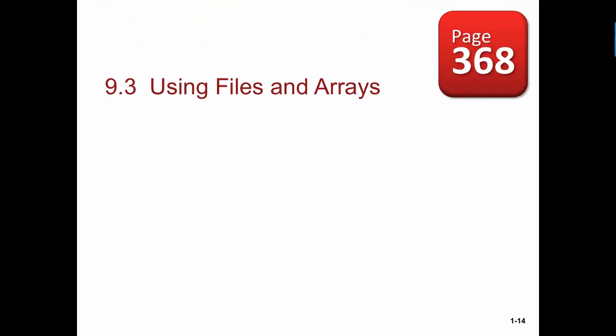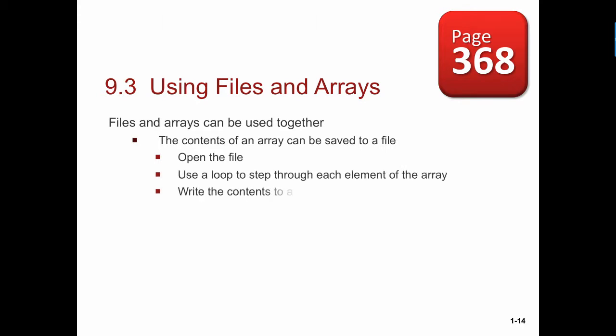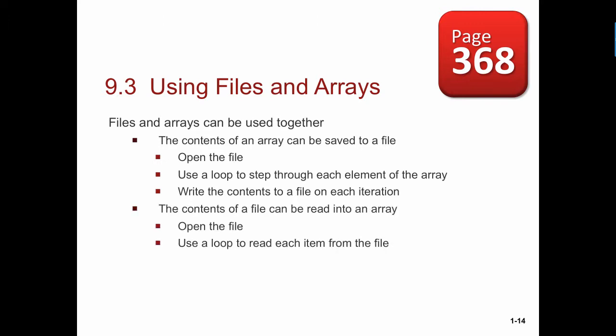As you can see, and it's very evident, oftentimes files and arrays work really well together. So the contents of an array can be saved to a file. So at that point we would open the file, we would use a loop to step through each element of the array, and we'd write the contents to a file in each iteration. So each time the loop went around, it wrote one more piece of data to the file. You can also read data from the file into an array. So for example, you would open the file, you'd use a loop to read each item from the file, and you would store each item in the array element.